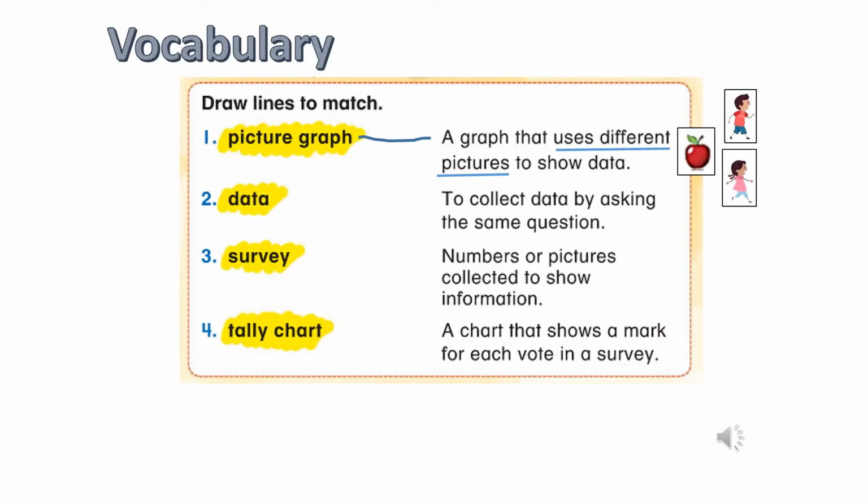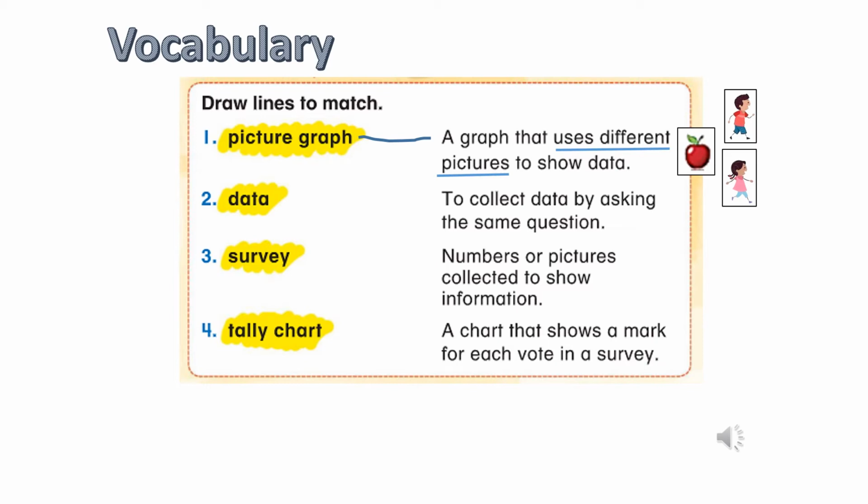Now let's take a look at some of the vocabulary. Number 1, a picture graph. A picture graph is a graph that uses different pictures to show the data, to show the information. So there's an example. If you were comparing different fruit, you might be using an apple, an orange, and a banana.